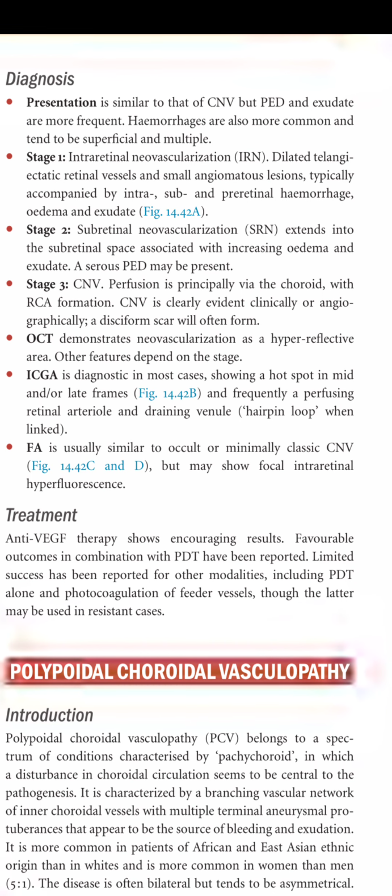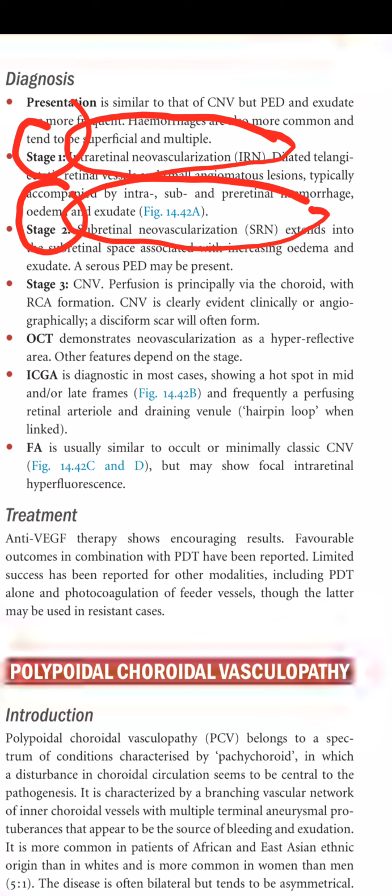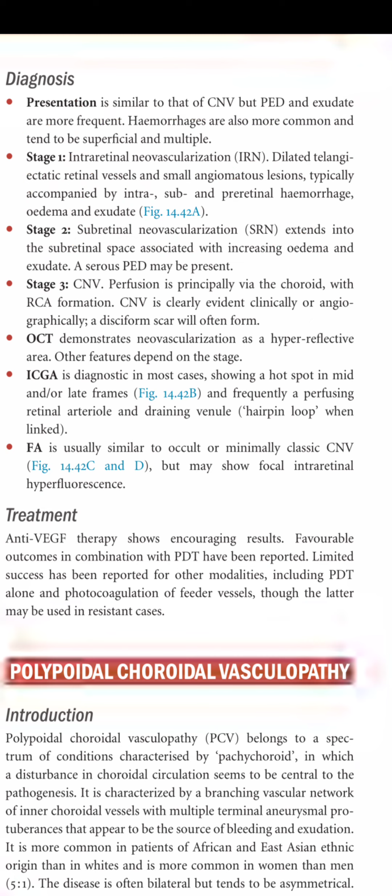Stage 2 is subretinal neovascularization extending to the subretinal space associated with increasing edema and exudate. A serous PED may be present. So stage 2 consists of subretinal neovascularization. First was intraretinal neovascularization, stage 2 is subretinal neovascularization. Stage 3 is a CNV. Profusion is principally choroidal with RCA formation. CNV is clearly evident clinically or angiographically. A disciform scar will often form.